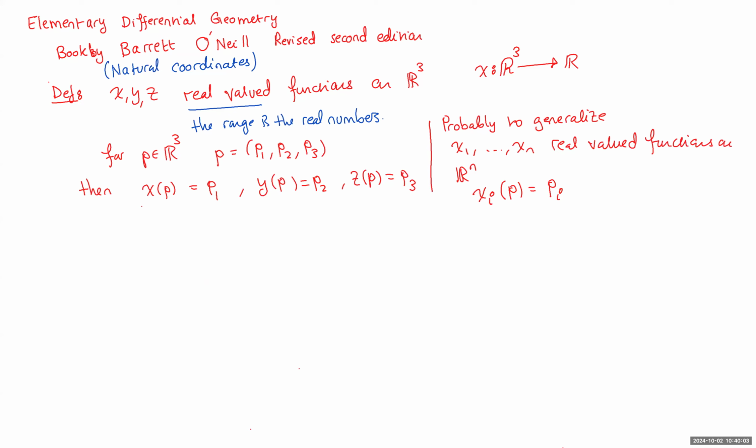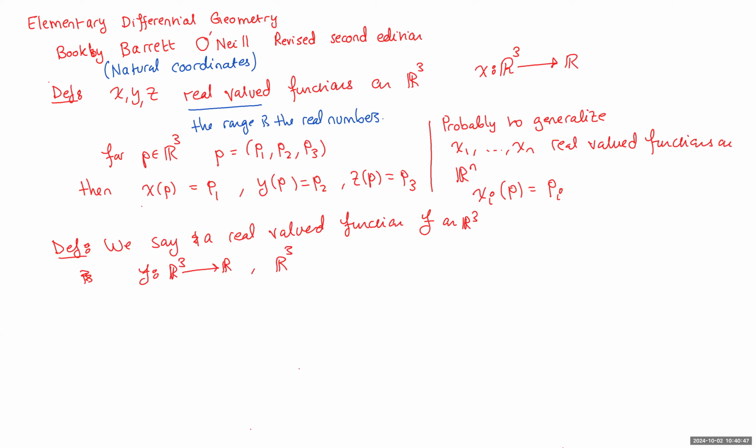Let's see. Another definition. We say that a real valued function f on R3, so f goes from R3 to R, or sometimes we may use diagrams, which is most common in algebra, maps. So here, differentiability.